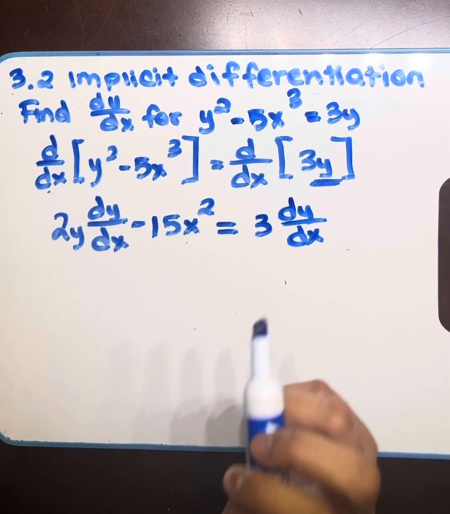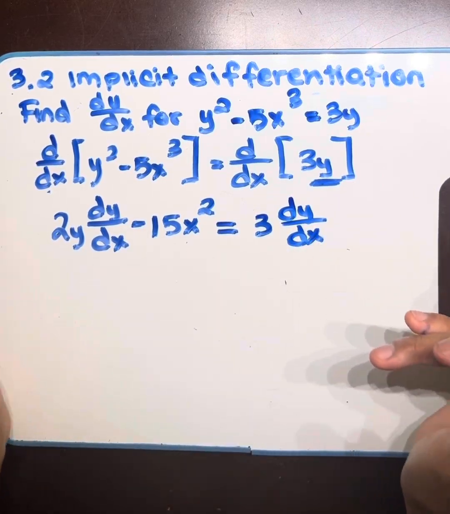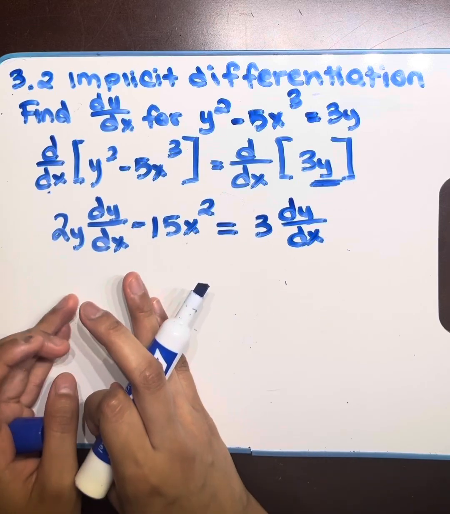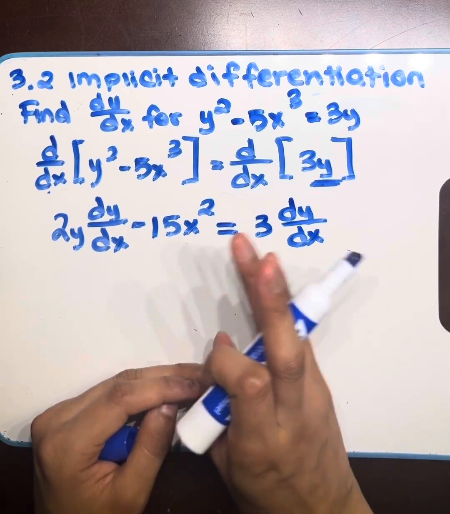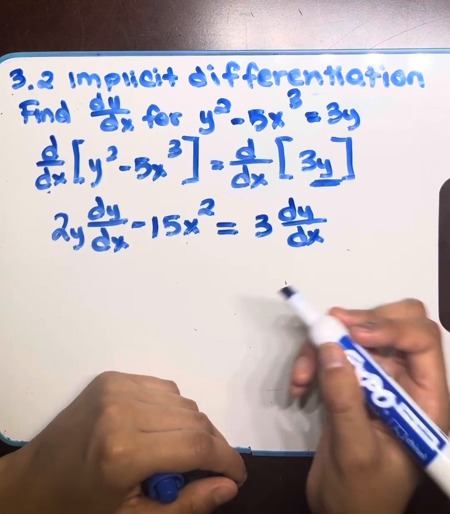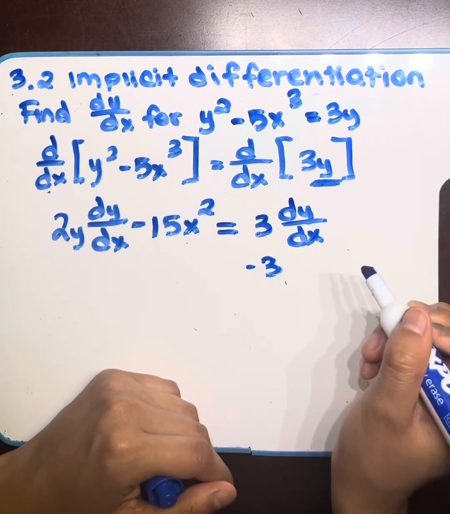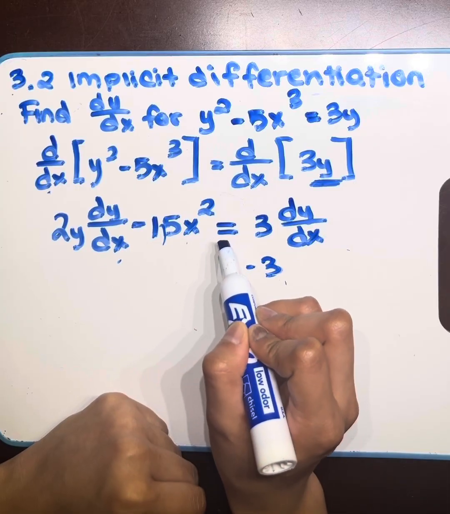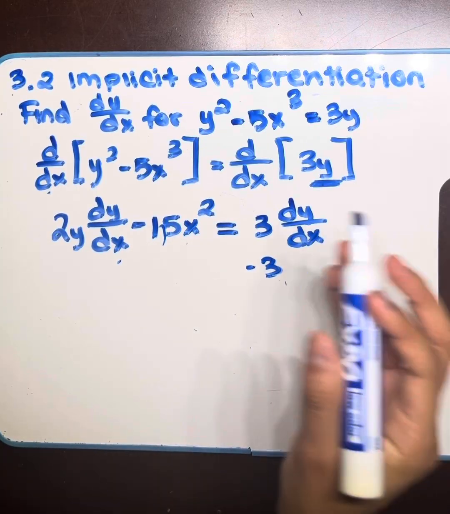Now, to separate all these terms, we want to have all the dy's on one side of the equation, and then the x variables on the other. It doesn't really matter which side you put it on, but I'm just going to subtract the 3 dy over dx from this side, and then add the 15x squared to this side. So I'm going to do that.